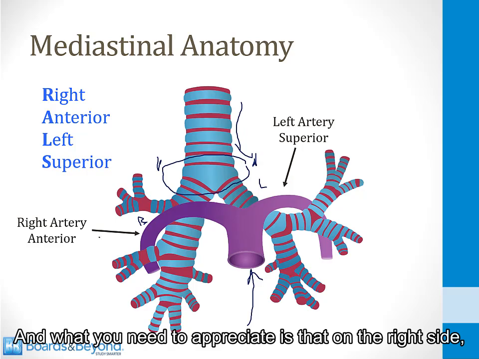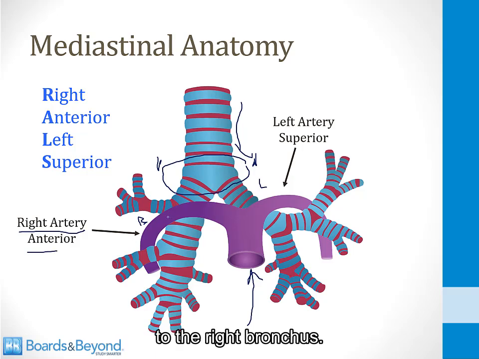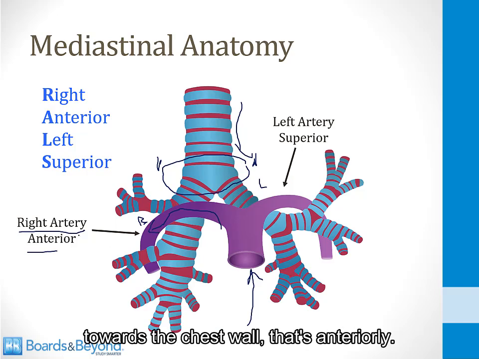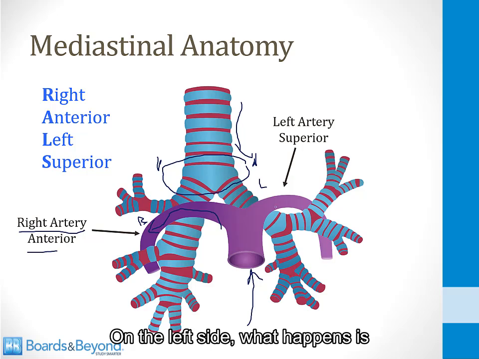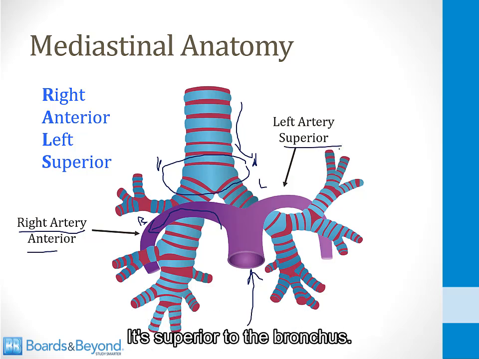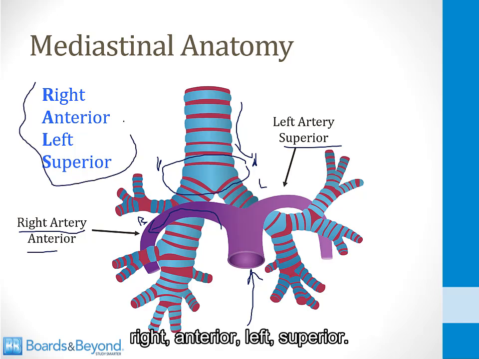What you need to appreciate is that on the right side, the pulmonary artery passes anteriorly to the right bronchus. You can see that here. It's passing in front of it towards the chest wall. That's anteriorly. On the left side, what happens is the pulmonary artery goes up over the top of the bronchus. It's superior to the bronchus. And people often remember this by the mnemonic RALS, right anterior, left superior.